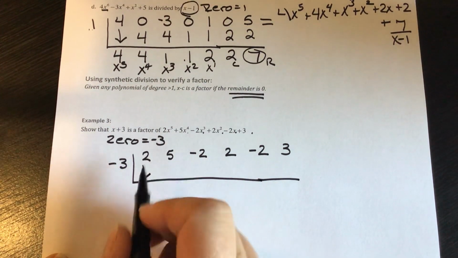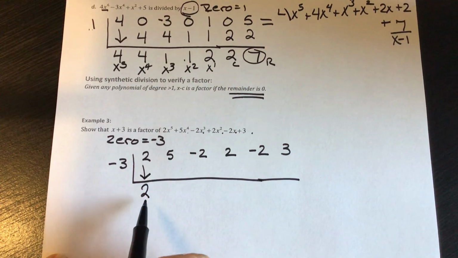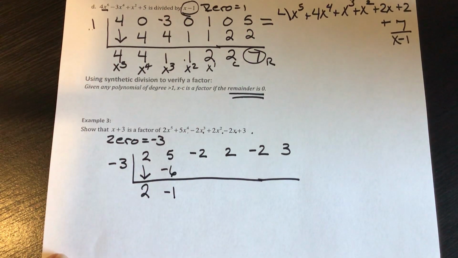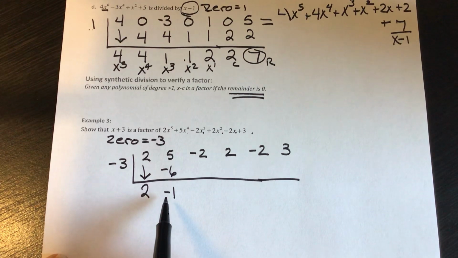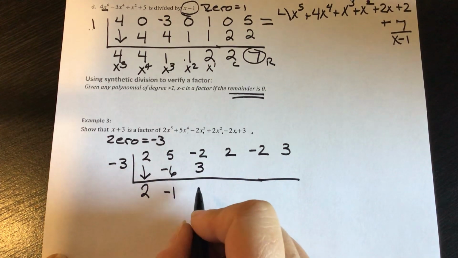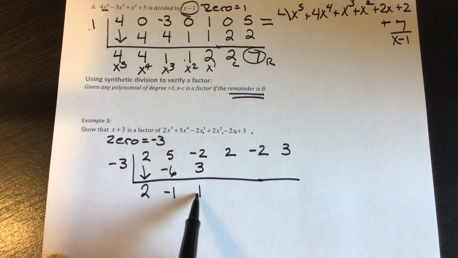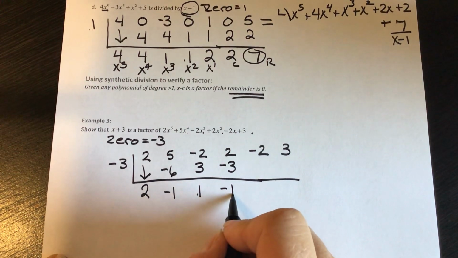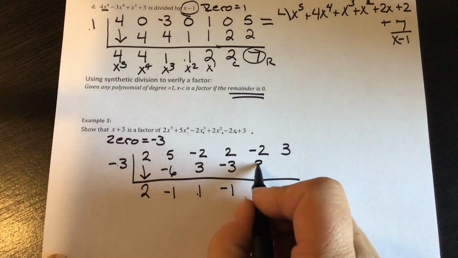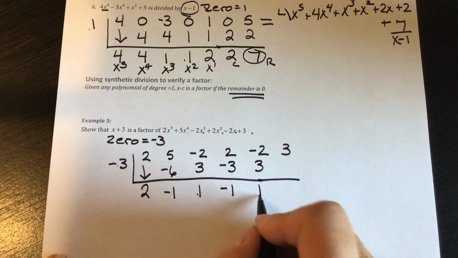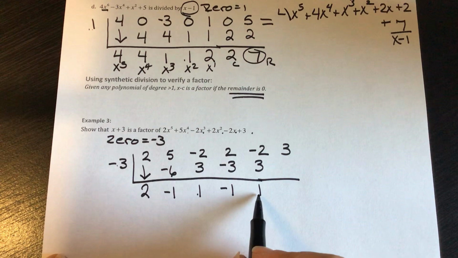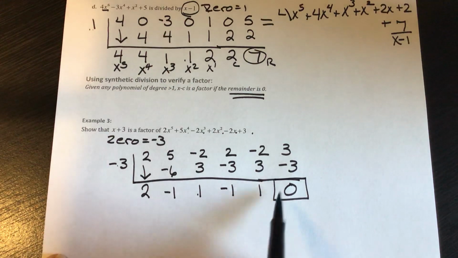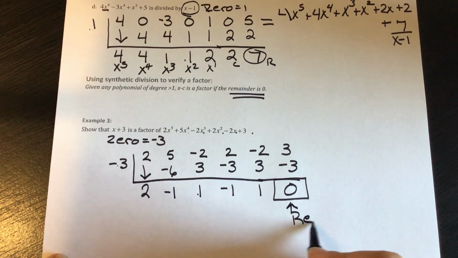I'll bring down that first number, which is 2. Negative 3 times 2 is negative 6. Add these down, I get negative 1. Negative 3 times negative 1 is positive 3. Add these down, I get 1. Negative 3 times 1 is negative 3. 2 plus negative 3 is negative 1. Negative 3 times negative 1 is positive 3. Add down, I get positive 1. And negative 3 times 1 is negative 3. And add down, I get 0. And this 0 is my remainder.